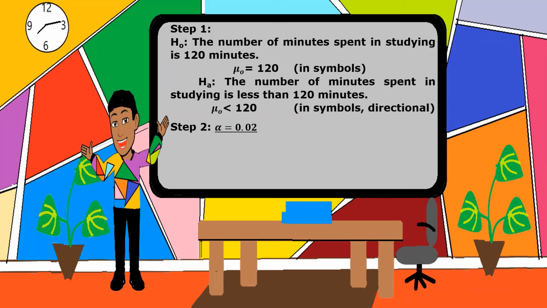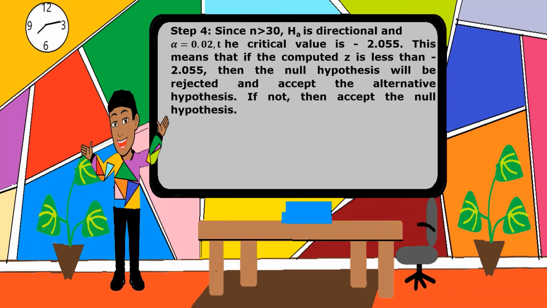Step 2, as stated, our alpha is 0.02. Step 3, z-test for one sample case. Step 4, since our sample size n is greater than 30 and our alternative hypothesis is directional and our alpha is 0.02, the critical value is negative 2.055. This means that if the computed z is less than negative 2.055, then the null hypothesis will be rejected and accept the alternative hypothesis. If not, then accept the null hypothesis.